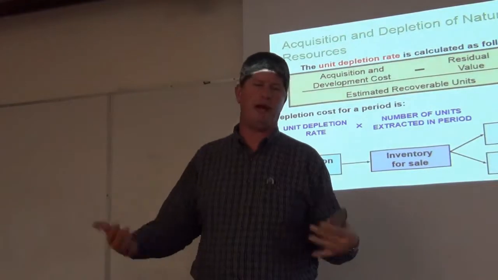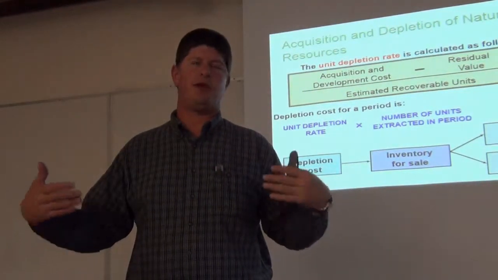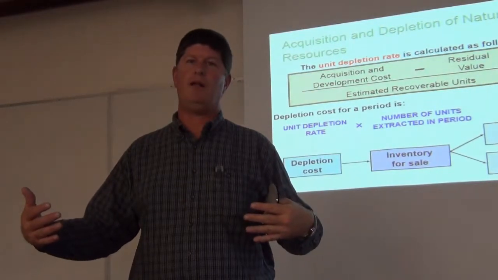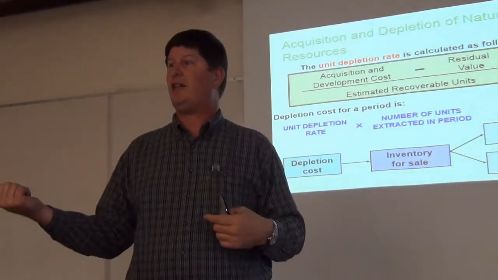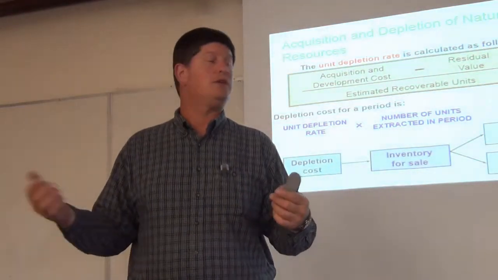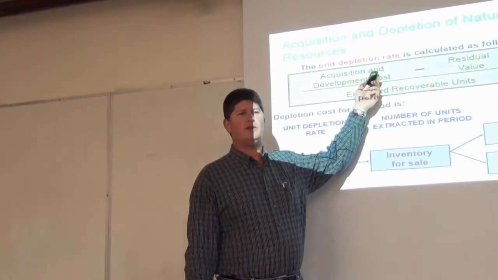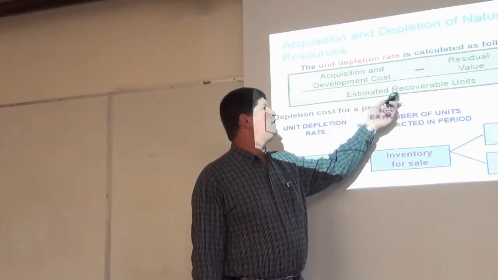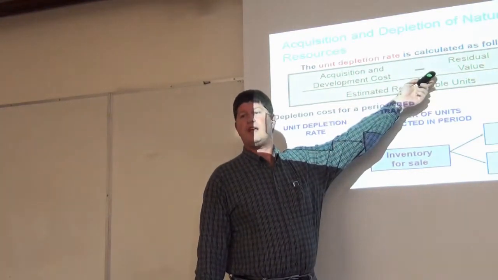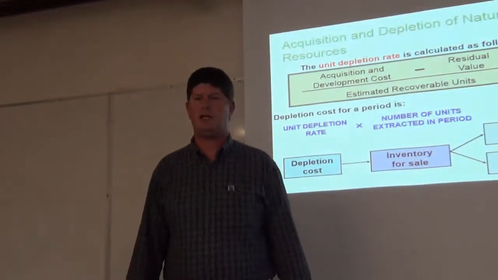So for example, if you buy a piece of land, you spend some money doing the exploration, you spend some money drilling the well, you know that you're going to be able to sell that land when you're done, right? For some amount. You subtract that, that's kind of like the salvage value on a straight line depreciation. Okay, cost minus salvage value, residual value, divided by the estimated number of units that you're going to get out of it.